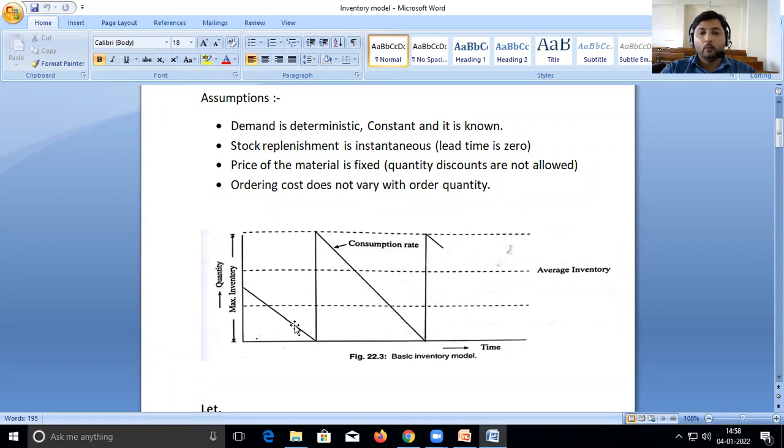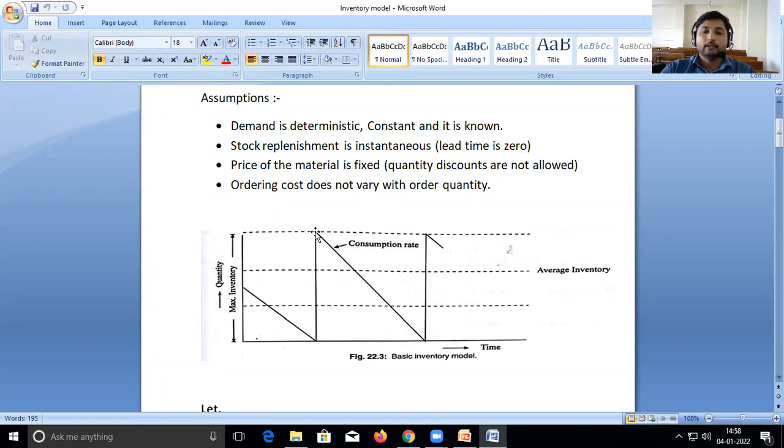Once it reaches the minimum level, our replenishment action, as we have assumed in the second assumption, is instantaneous. According to our assumption, as it reaches the minimum level, the replenishment action is initiated and the complete inventory is filled once again, so it will reach the maximum level.